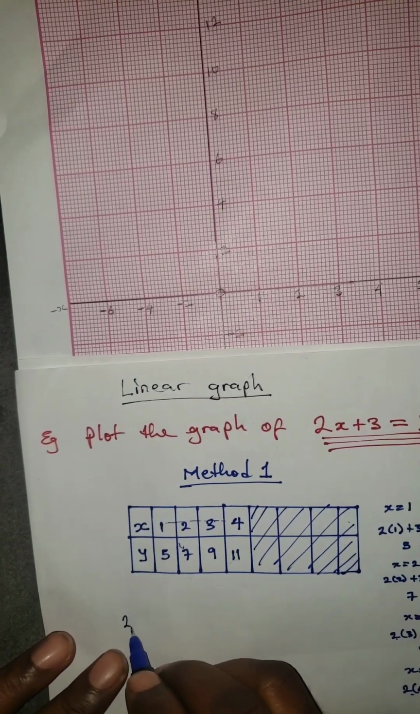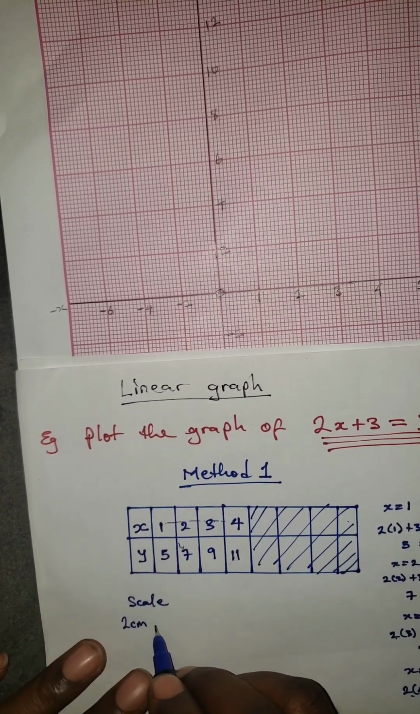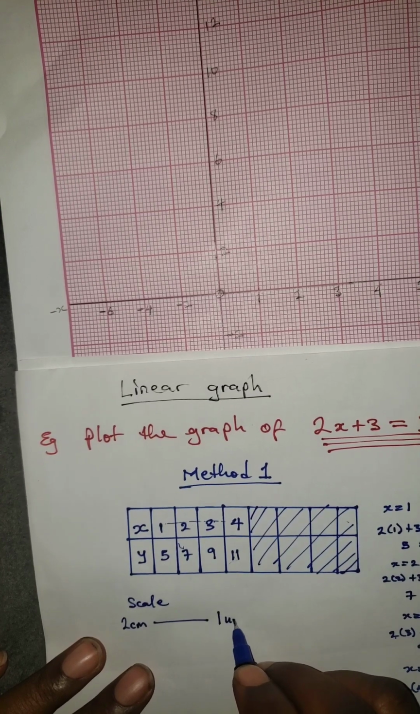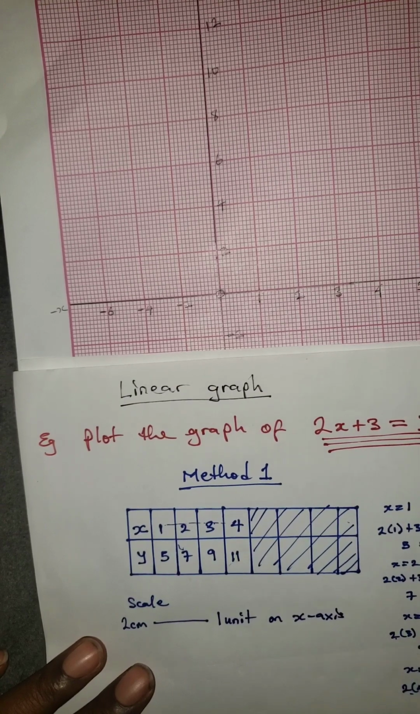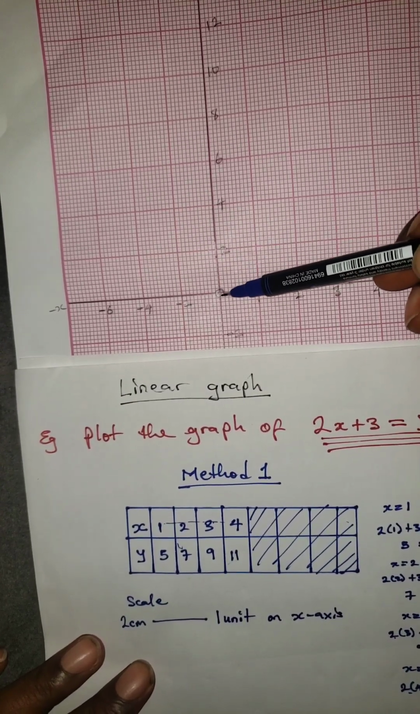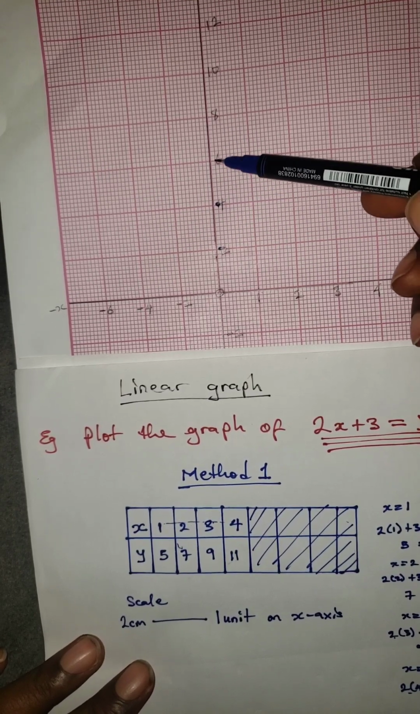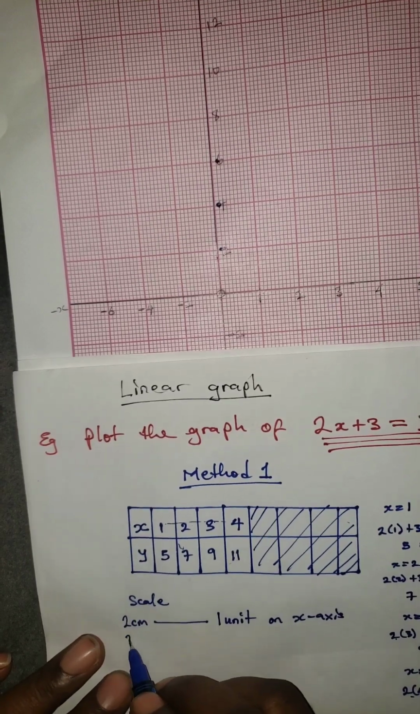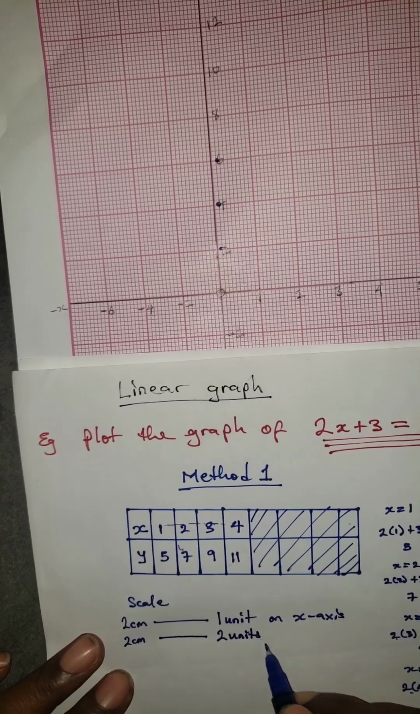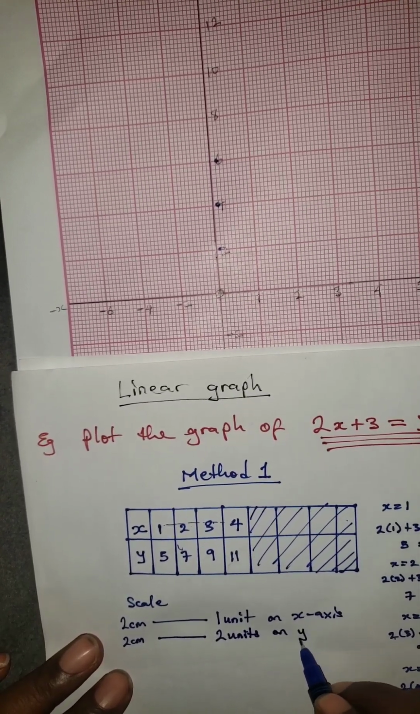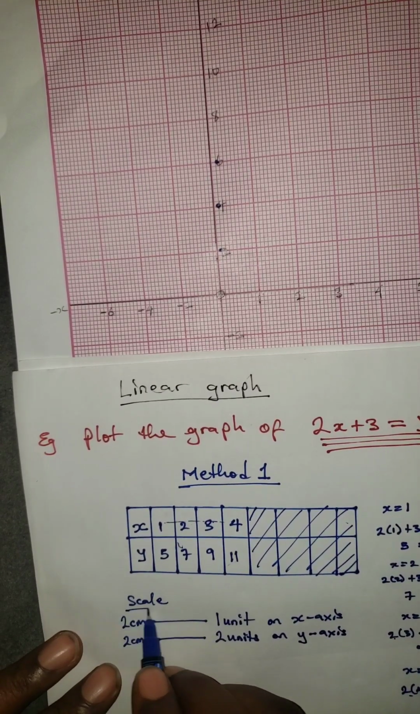So each 2 cm here is represented as 1. So we say 2 cm represents 1 unit on x-axis. Then when you come to the y-axis, you can see that from 0, the next 2 cm is 2, the next 2 cm is 4, the next 2 cm is 6. So we can say that 2 cm represents 2 units on y-axis. Okay, so this is our scale for that graph.